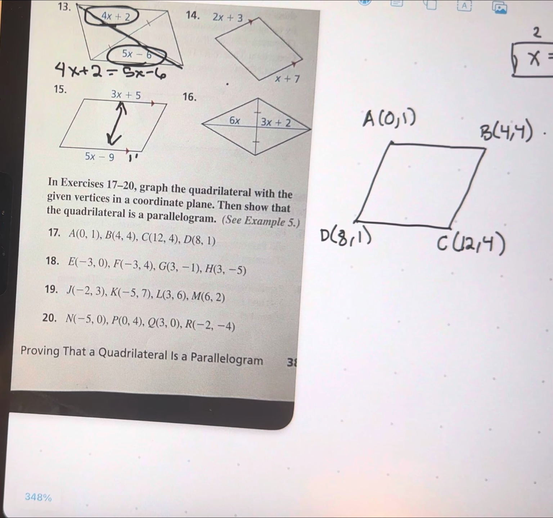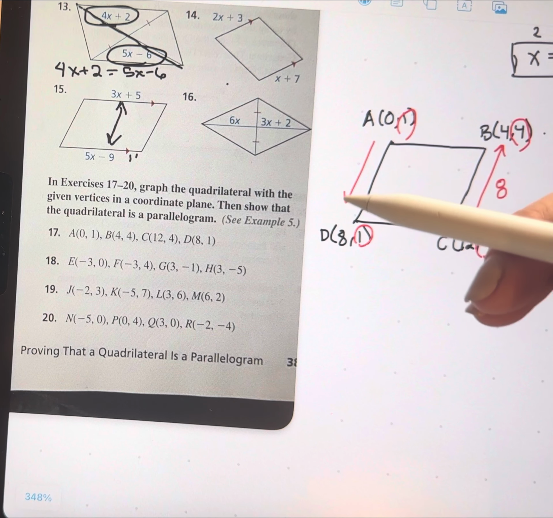Here's the thing. By definition, we have a lot of options on how to prove that this quadrilateral is a parallelogram. We have 5 options, to be exact. Maybe if we had graphed it, it would have been nice, because notice how this is at 4 and 4. That means that the distance here is just 8. And over here, 1 and 1 means the distance here is just 8.